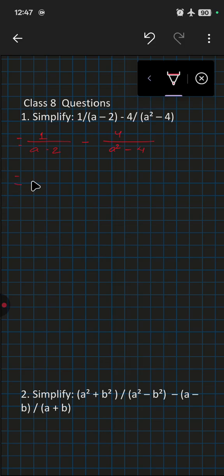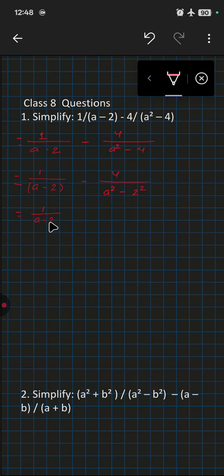Now we have to make the denominators into product form. Nothing can be done to a minus 2, so I'll keep it the same. But here, in the denominator of 4, we can use an arrangement and a formula. So a square minus 4 can be written as a square minus 2 square. The arrangement is done in the form of the formula a square minus b square.